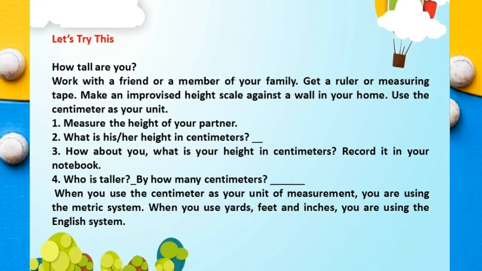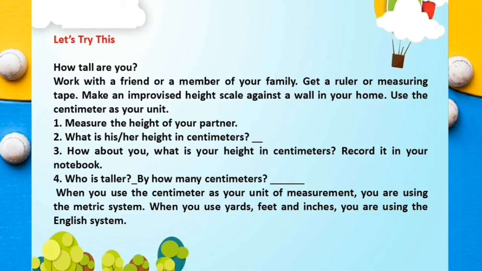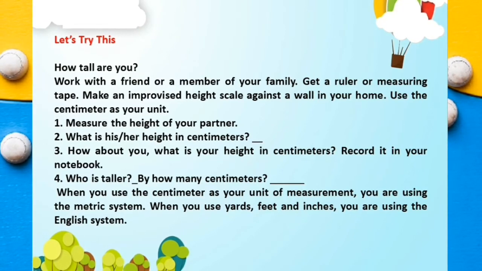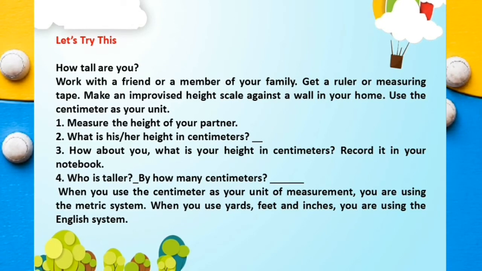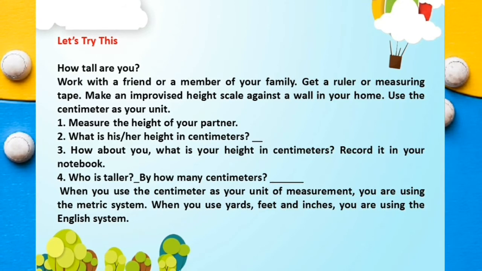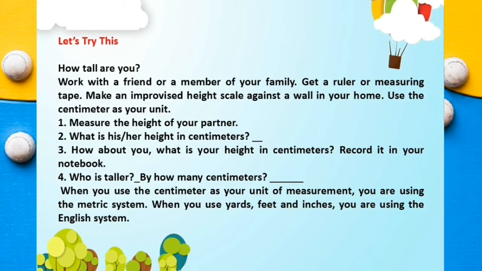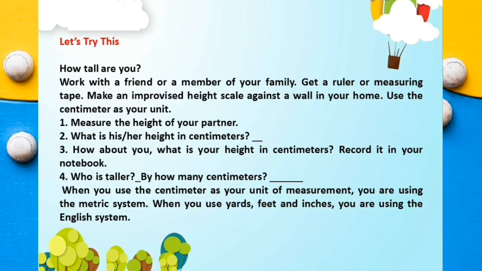Number 1, measure the height of your partner. Number 2, what is his or her height in centimeters? Number 3, how about you? What is your height in centimeters? Record it in your notebook. Number 4, who is taller? By how many centimeters? When you use the centimeter as your unit of measurement, you are using the metric system.